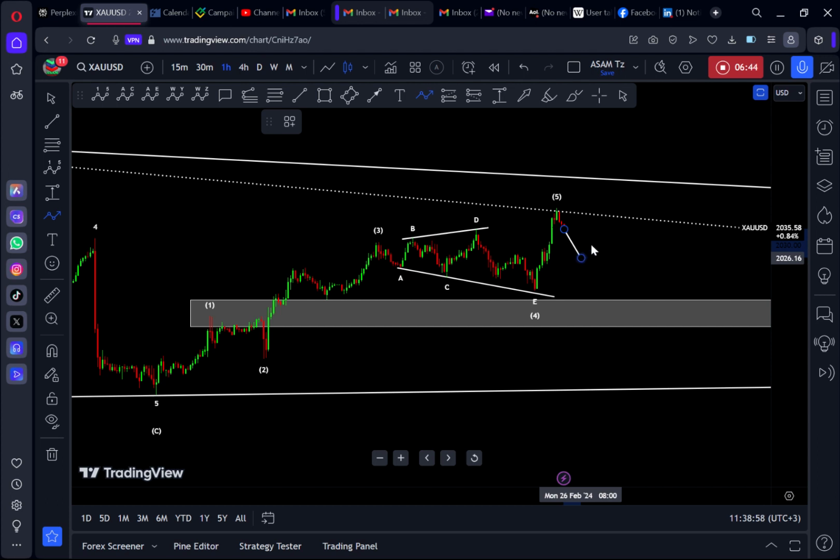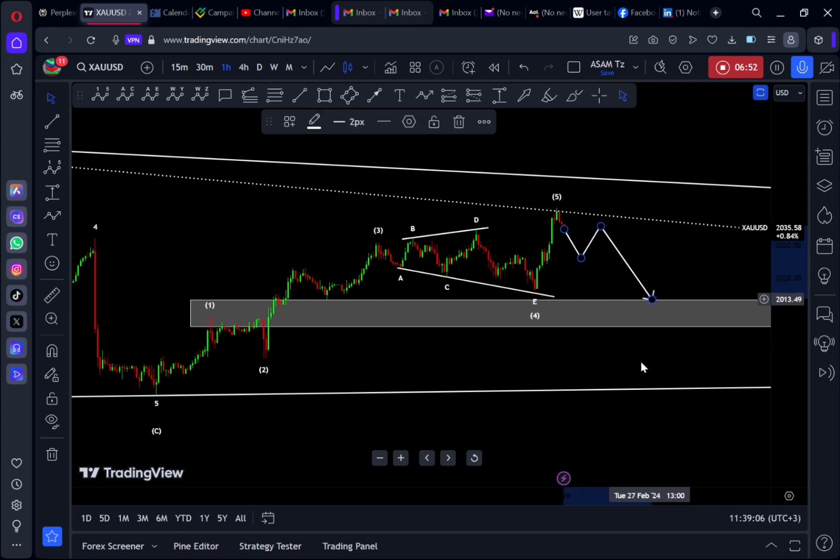Actually, next week, we can see a possible push maybe in 5 waves to the downside. This will be wave A, then price may correct to the upside in wave B, and finally will complete with another 5 waves to the downside. This will be wave C.